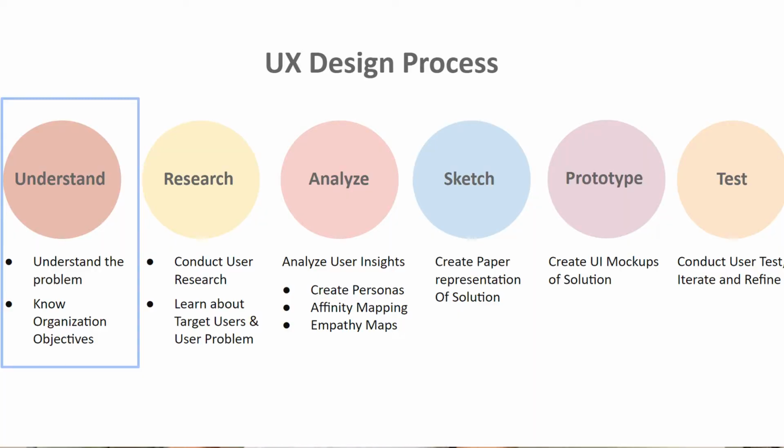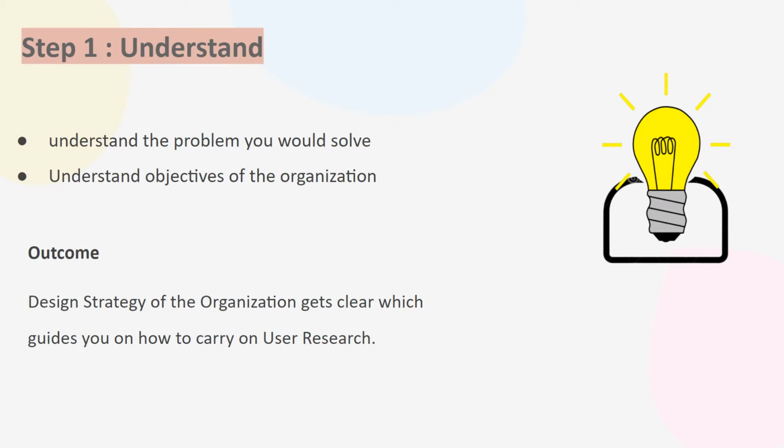First step is to understand the problem. UX design is the process of solving a problem for users. So in order to do that, the first step is to understand the problem you would solve and understand the objectives of the organization as well. Getting an understanding of 2 elements is crucial: the user and the brand or the organization that you're working for.